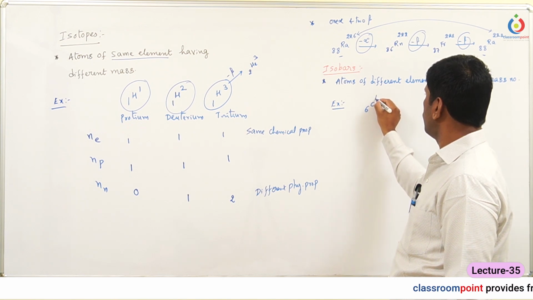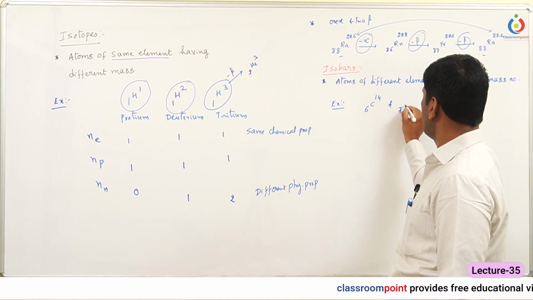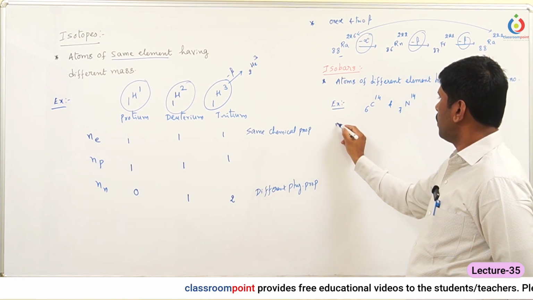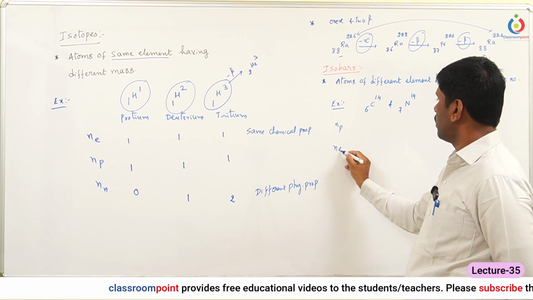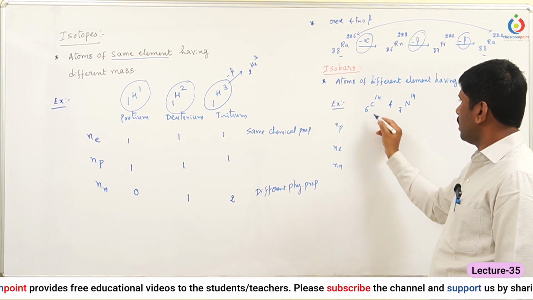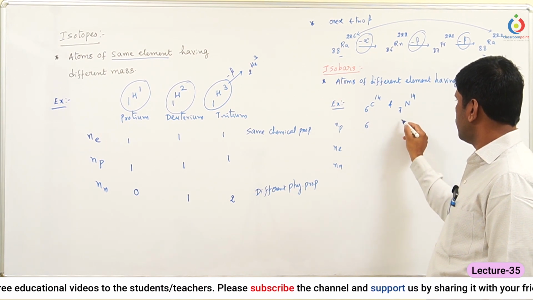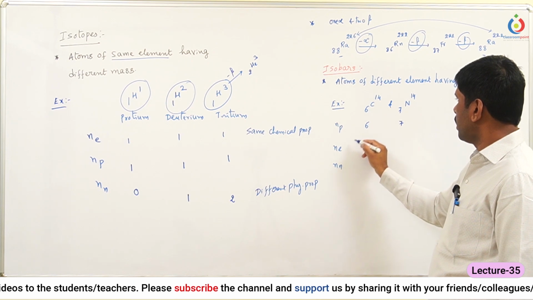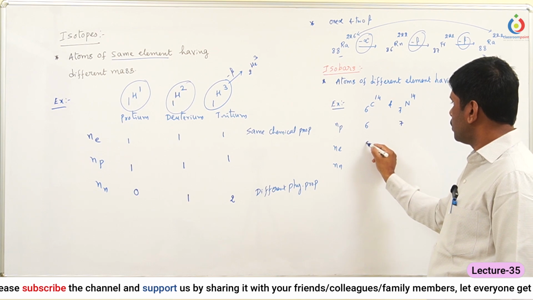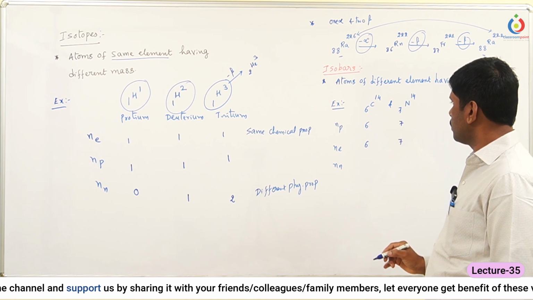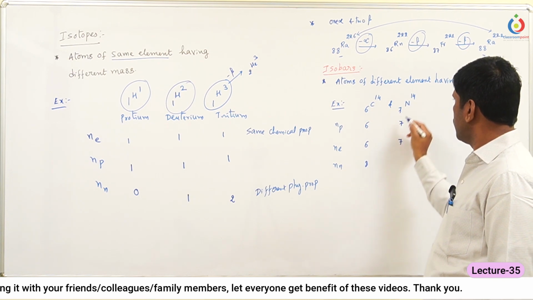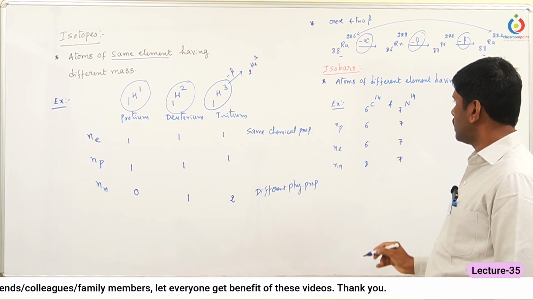6 carbon 14 and 7 nitrogen 14. And again, if you write down the number of protons, number of electrons and number of neutrons for these two isobars, number of protons for this carbon is 6, nitrogen is 7. And number of electrons, since both are neutral, it is equal to their atomic number. So here it is equal to 6, here it is equal to 7. Number of neutrons, 14 minus 6 equals 8. Here 14 minus 7 equals 7.